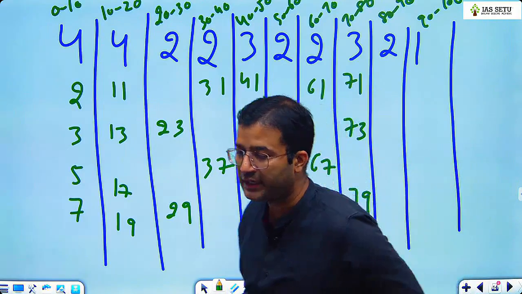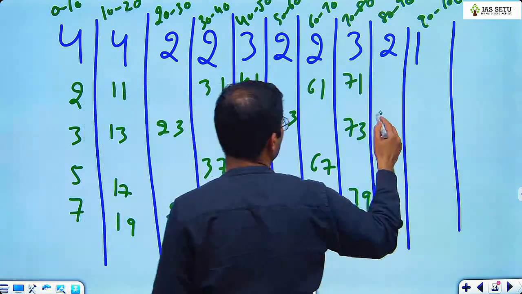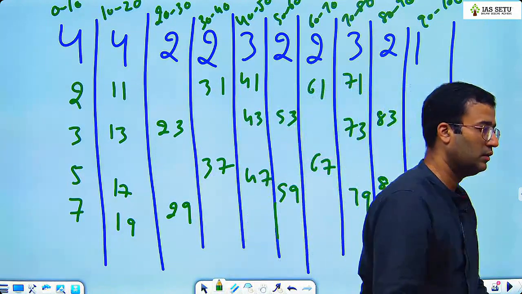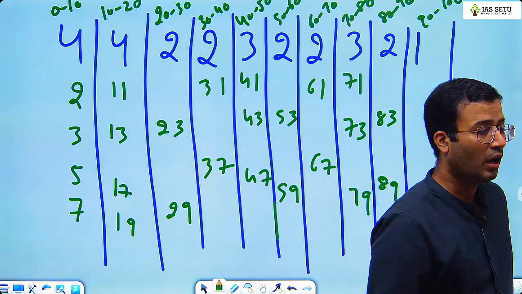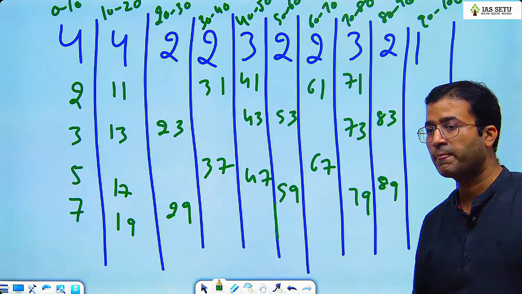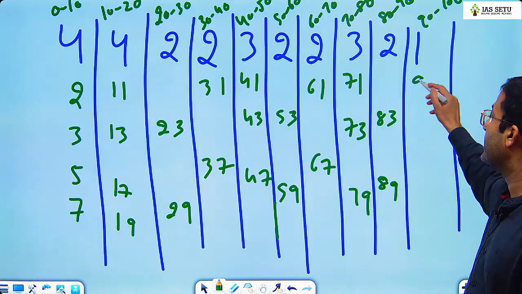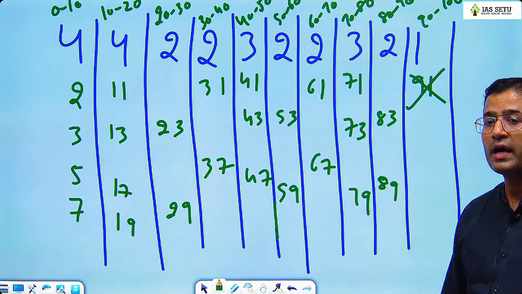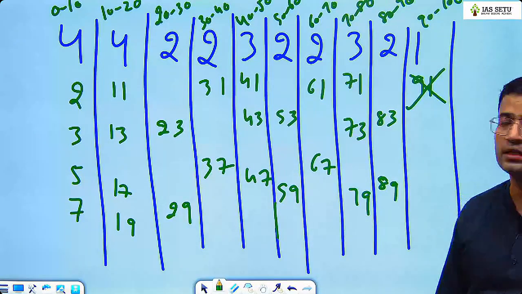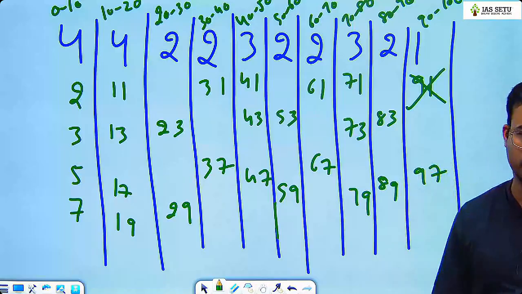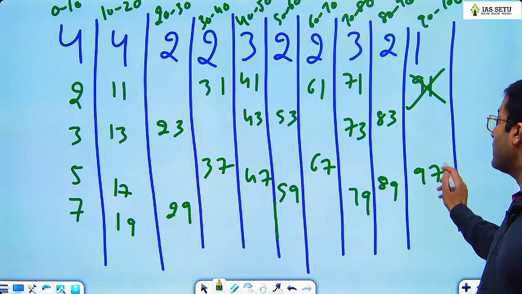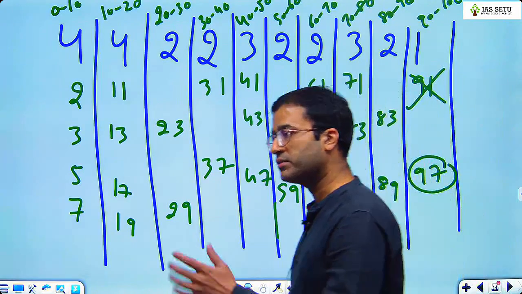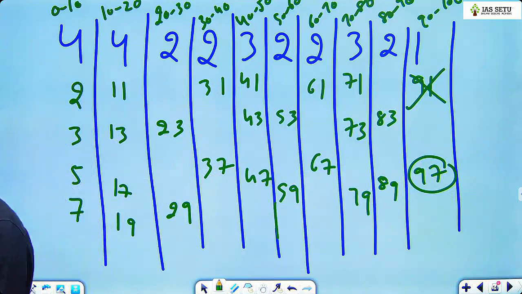Next is between 80 and 90 we have 83 and 89. Next between 90 and 100, some students by mistake take 91 as a prime number, but I tell you here 91 is not a prime number. 91 is divisible by 7 and by 13. We have a prime number 97. And this is another factual information: 97 is the only prime number between 90 and 100. 90 और 100 के बीच में 97 ही इकलौता प्राइम नंबर है. 97.